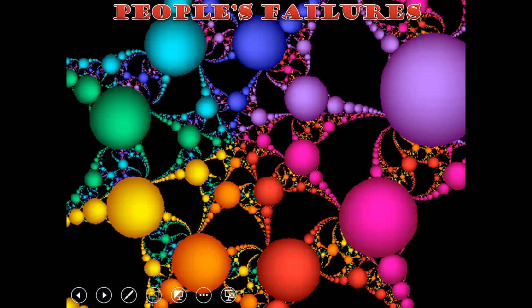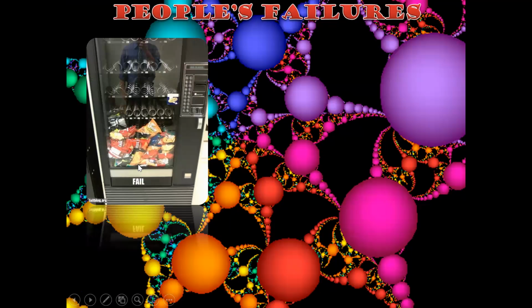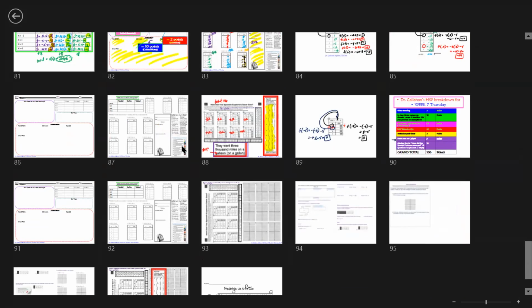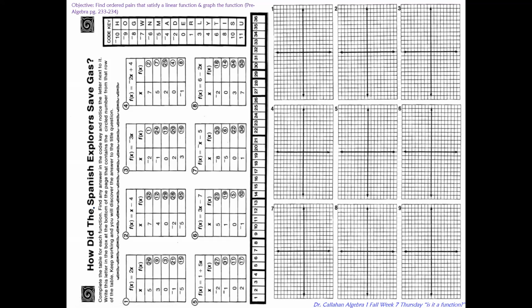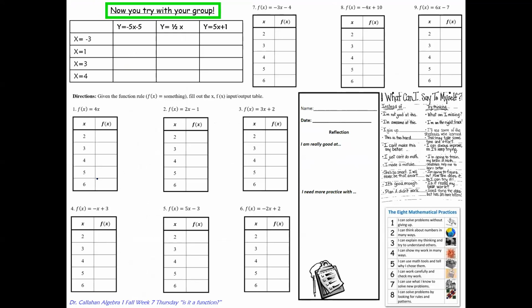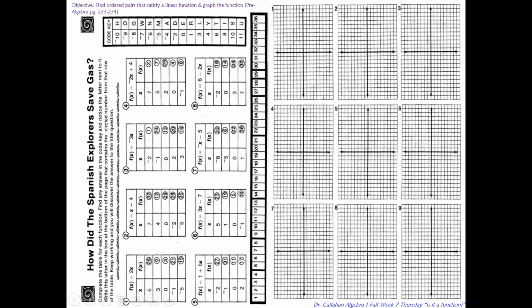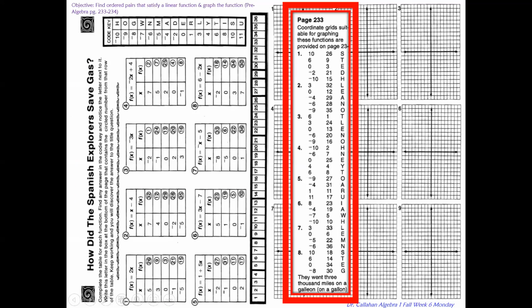All right, you guys, that is about it. I hope you guys take this time to go ahead and finish your algebra puzzle. So make sure you guys are working on this. You should have this part completed with how did the Spanish explorer save gas. When you're done with that, go ahead and start practicing with these ones over here. And lastly, I'm going to give you guys the answer so you can take a look at your algebra puzzle and check.